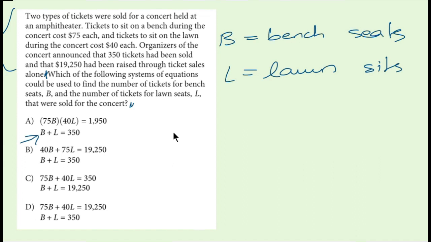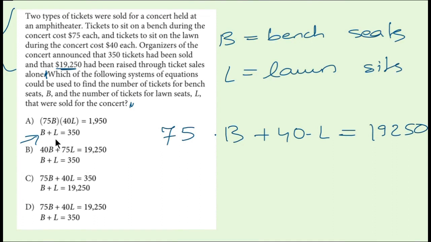So again, let's construct an equation for money. So $75 times benches plus tickets to sit on the lawn during the concert cost $40. So plus 40 times L, and that must be equal to dollars, so 19,250. Well, in such questions, multiplication of terms is usually not convenient, therefore this is not the answer. Now we have 75b plus 40l, so this is also not the answer. And we have that equal to dollars, 19,250. So your only choice with the correct answer here is D.